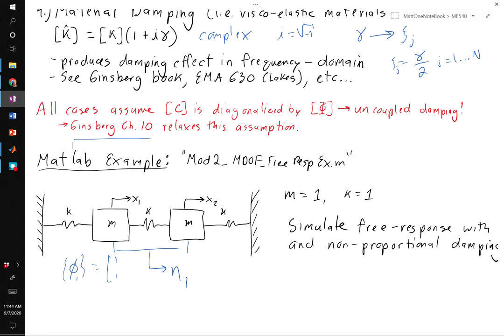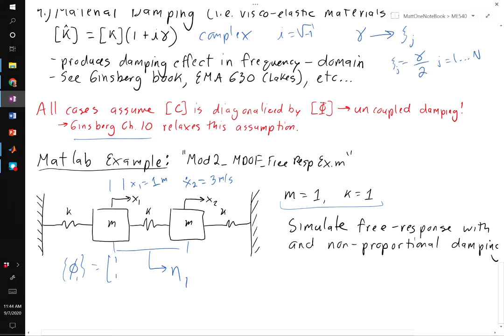All right, so we'll jump to MATLAB here, and I'll show you an example of this. We'll again use our favorite 2 degree of freedom system with the mass and stiffness both set to 1, and we'll simulate the free response to a certain initial condition using proportional and non-proportional damping. So our initial condition has x1 equal to 1 unit and x2 dot equal to 3, say, meters per second. If this was meters, that'd be meters per second. And the other initial conditions are 0.